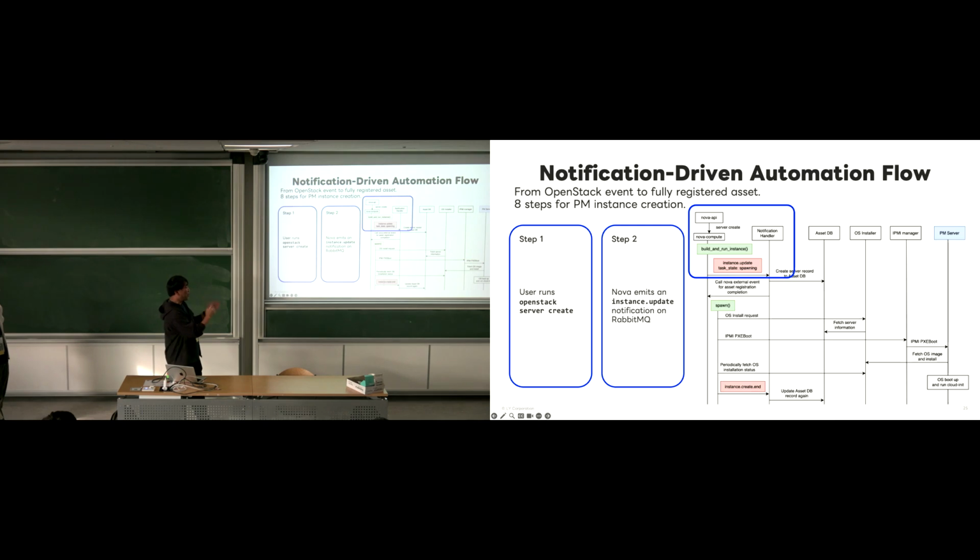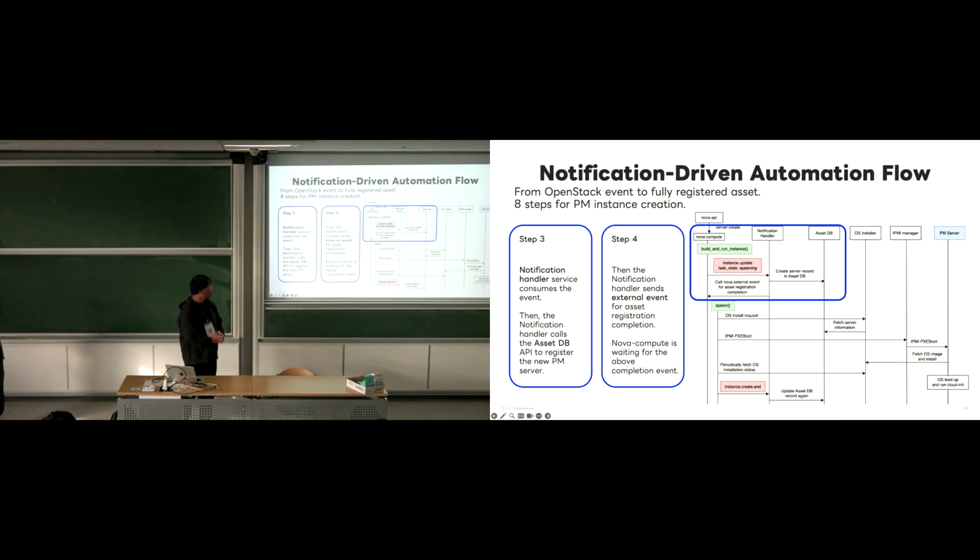So this is the first event, first step to start to communicate with the other company external service like the Asset DB or OS installer or IPM manager. Then on step 3, the notification handler service consumes the event. Let's say the notification handler service receives the instance update. Okay, so then now it's time to register the instance information to the internal Asset DB as a new instance creation.